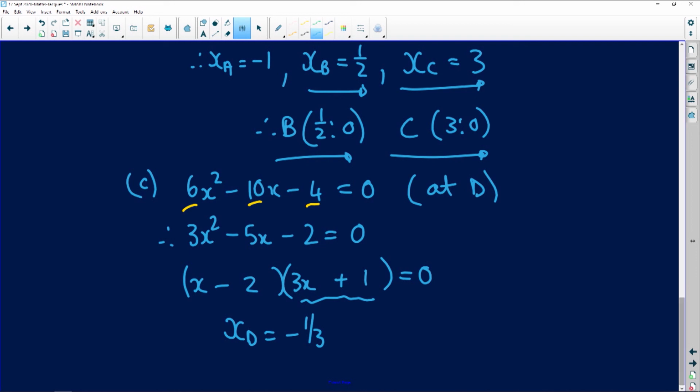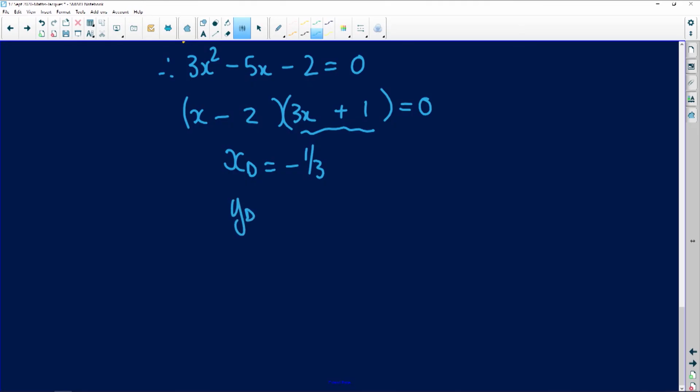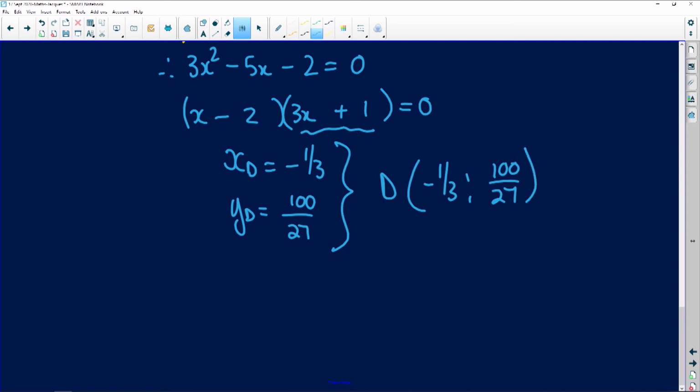Okay, so we still don't know the y coordinate. Now all we need to do is go back to the initial function. We put our minus 1/3 into the initial cubic function, and we find our y coordinate for D will be a funny number, 100/27. So with that, the coordinate pair is (-1/3, 100/27) at that turning point.